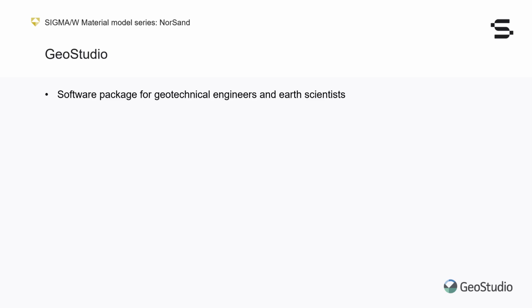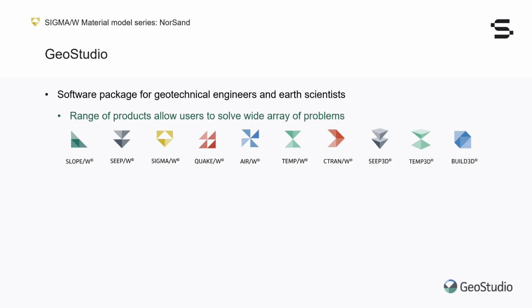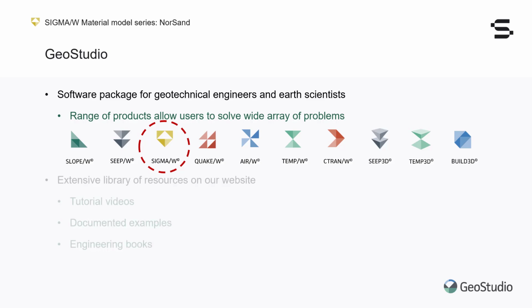GeoStudio is a software package developed for geotechnical engineers and earth scientists, comprised of several products. The range of products allow users to solve a wide array of problems that may be encountered in these fields. Today's webinar relates specifically to Sigma W. Those looking to learn more about the products, including background theory, available features, and typical modeling scenarios, can find an extensive library of resources on the Geoslope website. There you can find tutorial videos, examples with detailed explanations, and engineering books on each product.